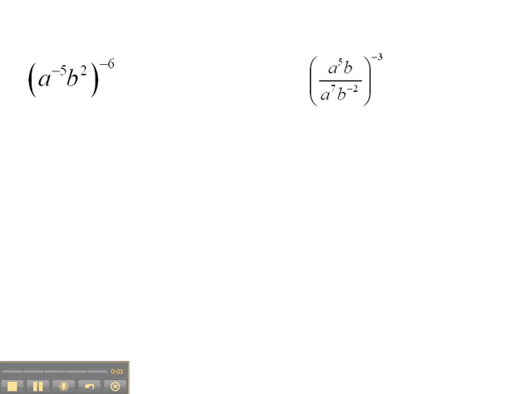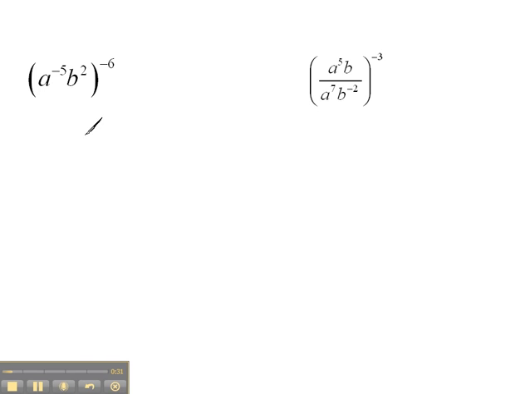All right, here we have a couple of examples where we're going to be putting all of our exponent rules together. So here we have a to the negative 5, b squared, all of that being raised to the negative 6 power. When I look at this problem, predominantly I see a product raised to a power. So if you'll remember from what we've done before, that means that each one of those factors gets the power.